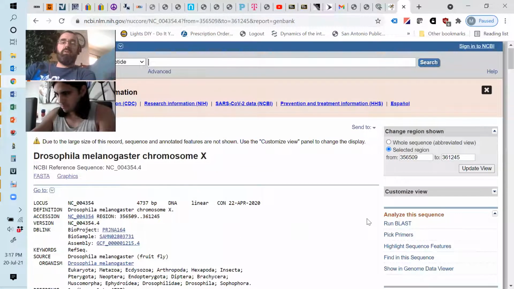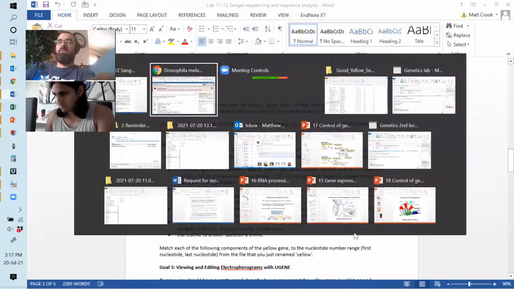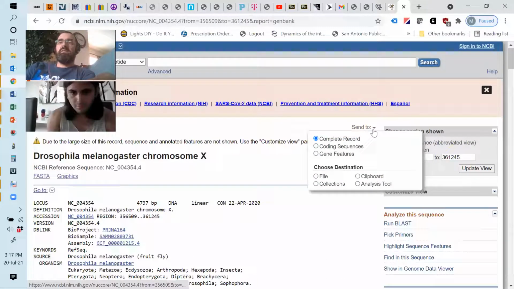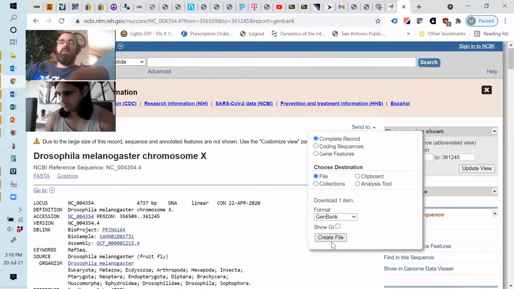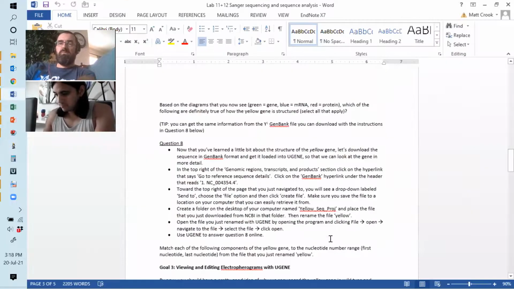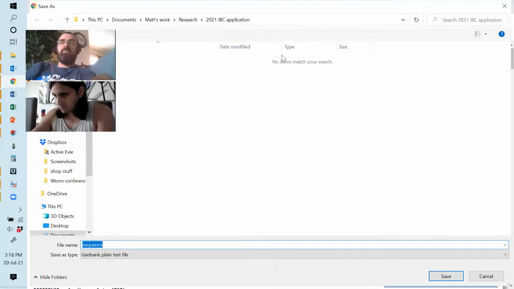Now, right up at the top, which should also be in the instructions, you want to click on the send to. So click on this. And you want the complete record because there's loads of useful information in there. And you want to save it to file in this format. Pretty sure it's that format. Yep. And that will hopefully do something.